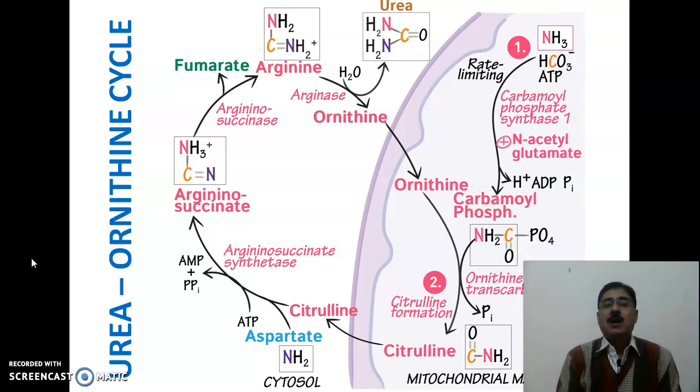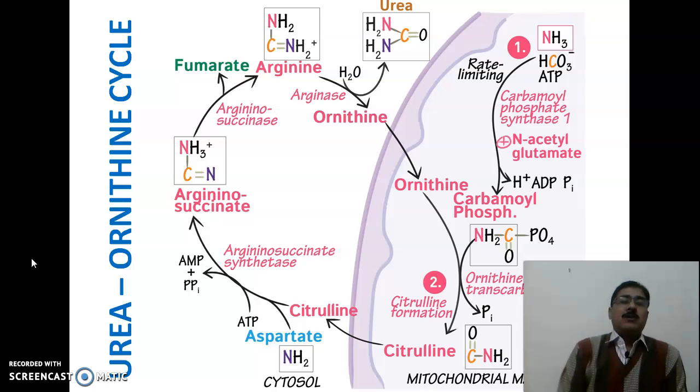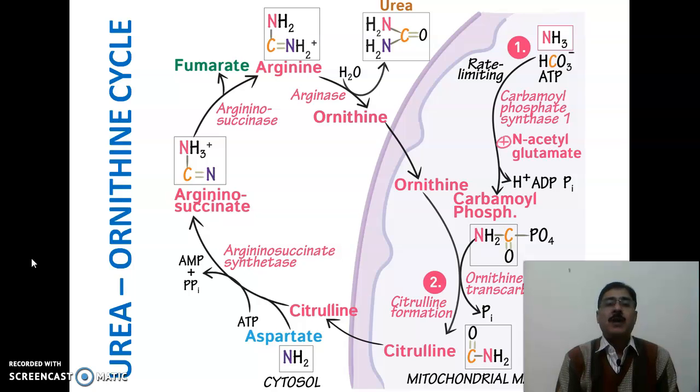The citrulline then comes out from the mitochondrial matrix into the cytosol, that is into the cytoplasm, and in the cytoplasm there is addition of aspartic acid. So 3N comes from citrulline and 1N comes from aspartic acid in the form of aspartate. There is utilization of one molecule of ATP here and formation of arginosuccinate or arginosuccinic acid, which is a 4N compound, and this in presence of arginosuccinase cleaves into arginine and fumaric acid, and then arginine cleaves to form the urea and ornithine.